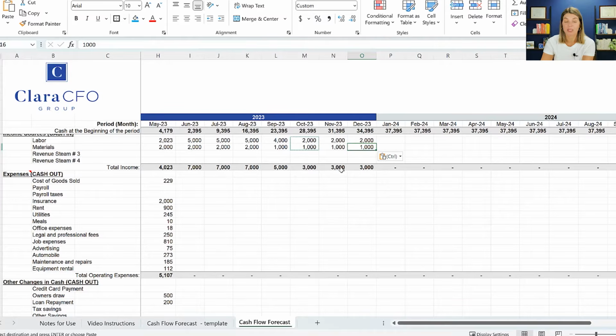And so you can see, like, if only we were making money and we weren't spending money, we would be just accumulating cash. You can see the cash at the beginning of the period up here is almost $35,000. But we all know that that's not how business works. You have to spend money to make money.